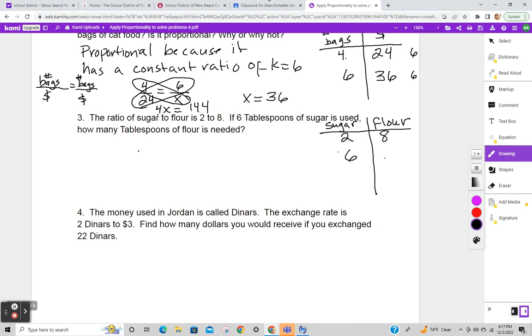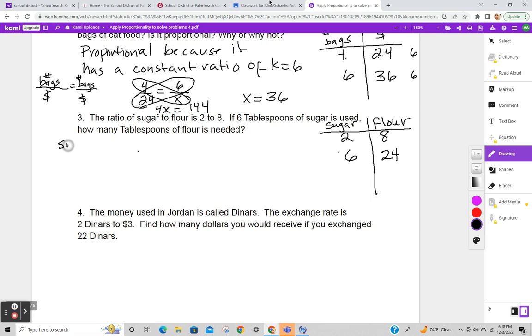Well, let's check for the unit rate. 8 divided by 2 is 4. So if we take 4 times 6, that'll give us 24. So 6 tablespoons will need 24 cups of flour. Let's solve the same problem with the proportion.